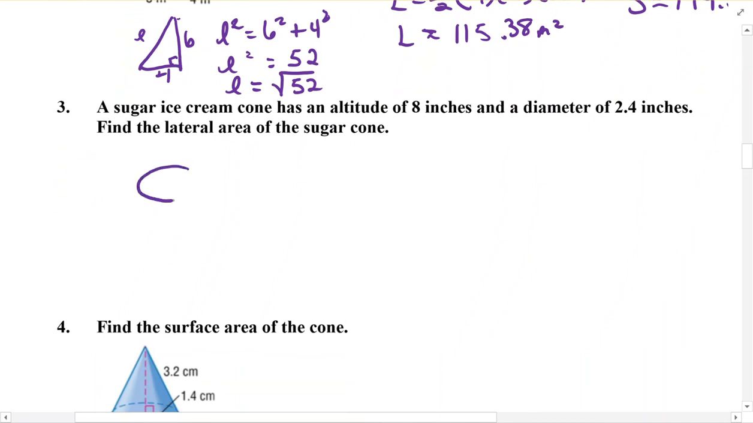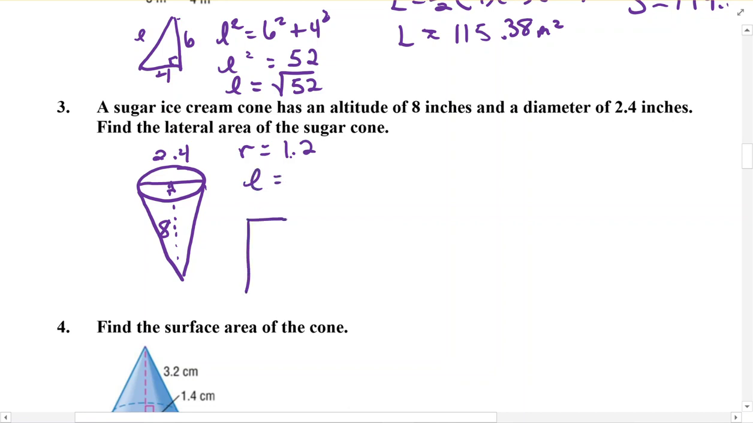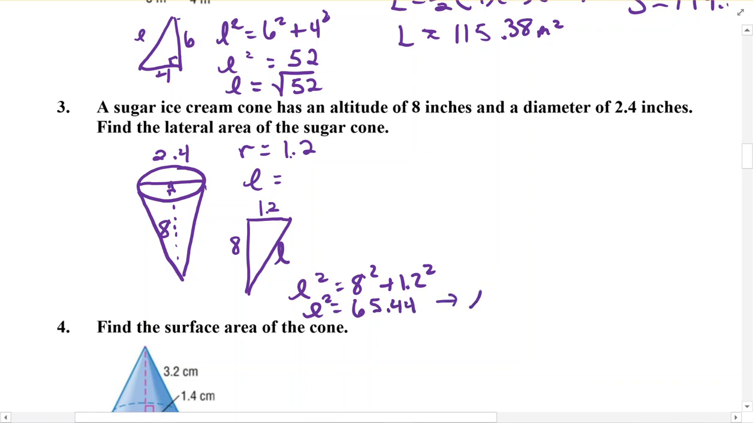So we're given that a sugar ice cream cone has an altitude of 8 inches and a diameter of 2.4 inches. So we have a radius that is 1.2. We still need to find the slant height, and to find that, again, we have a triangle. This is 1.2, this is 8, and we want to find L. So L squared equals 8 squared plus 1.2 squared. L squared equals 65.44. So that gives us that L equals rad 65.44.